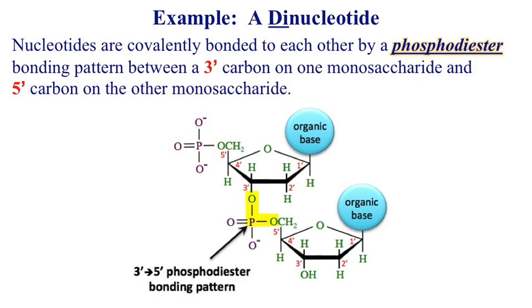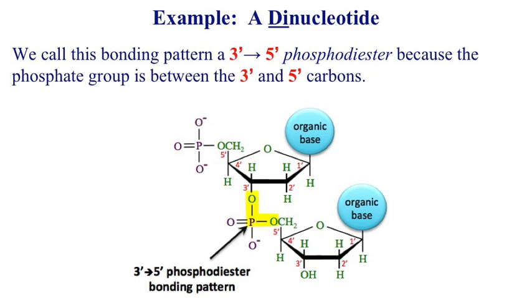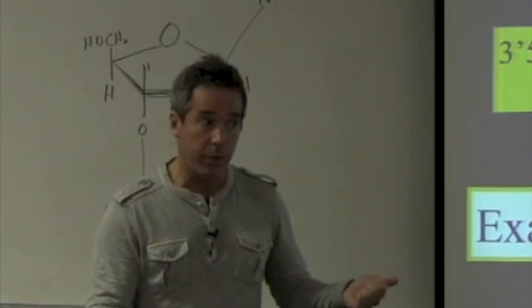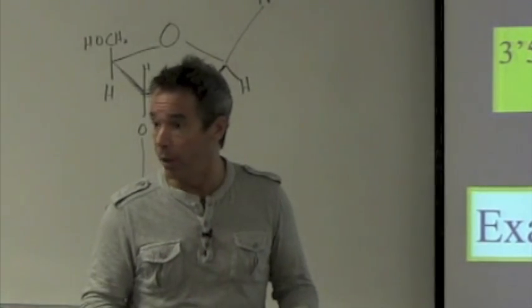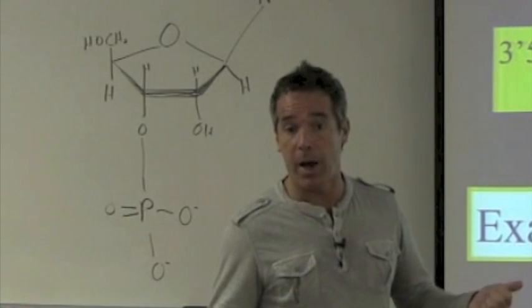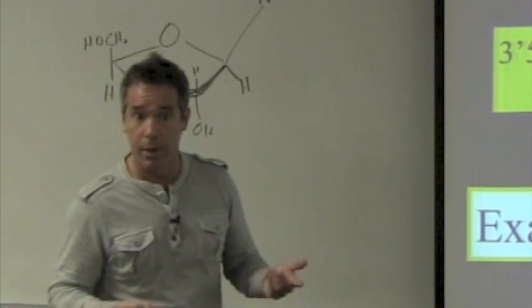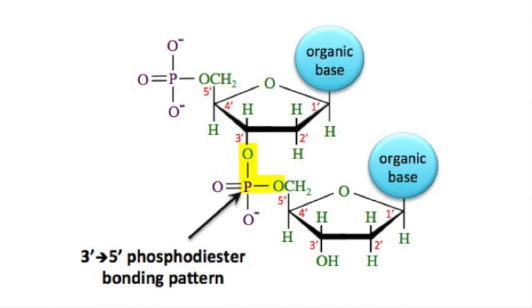As you've seen in a previous chapter, a phosphodiester bonding pattern occurs when a phosphate group is bonded between 2 other groups of atoms. In the case of polynucleotides, we call this bonding pattern a 3' 5' phosphodiester. This is because the phosphate group is between the 3' and 5' carbons, as shown in this image. Remember, we saw a bond responsible for polysaccharides. That was the glycosidic bond. We saw a bond responsible for peptides from amino acids. That was the peptide bond. For nucleic acids, the bond that makes the polymer is the 3' 5' phosphodiester.